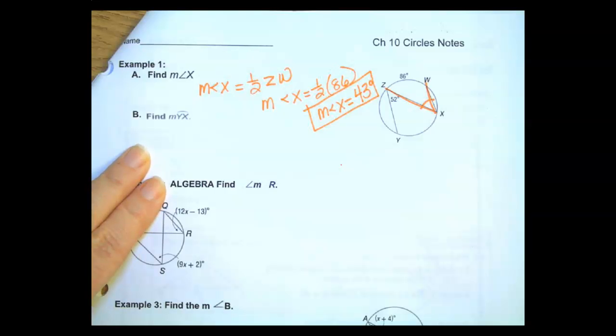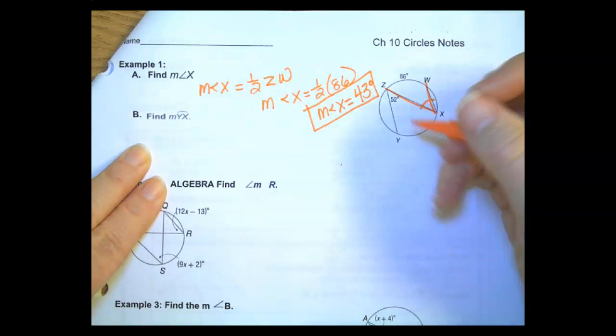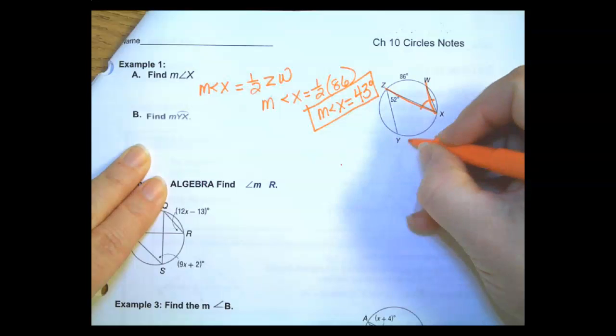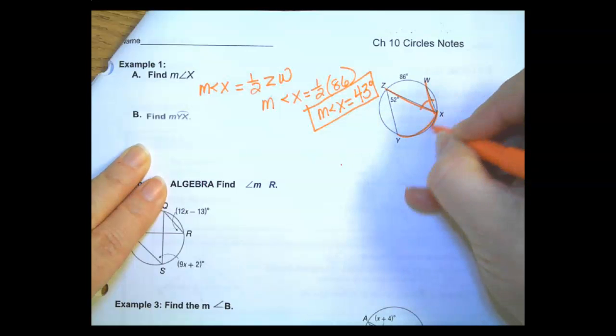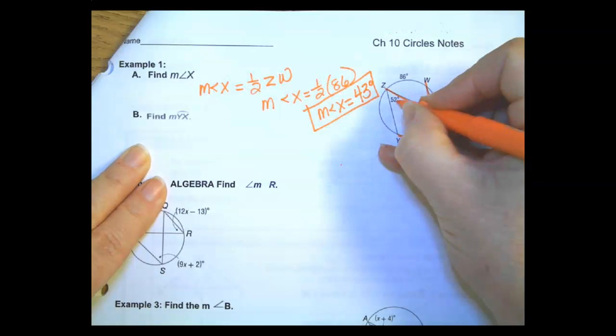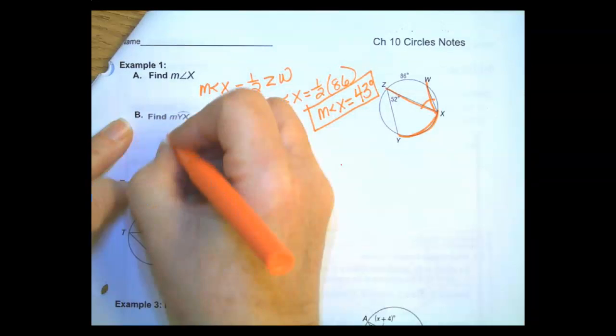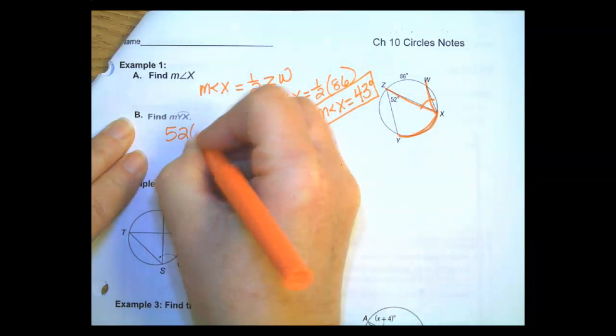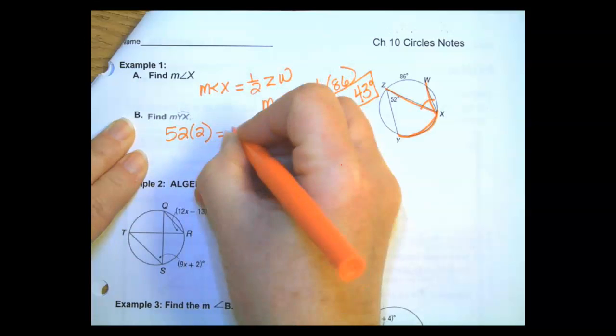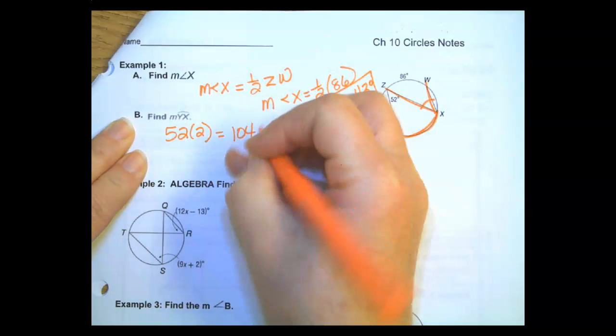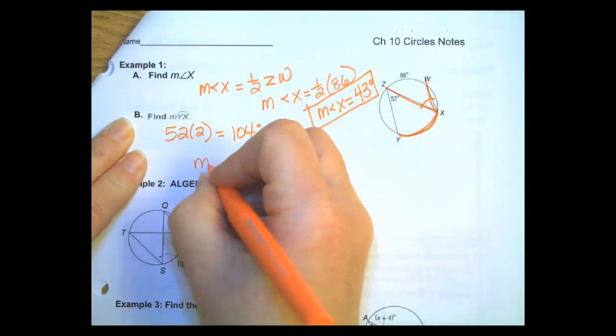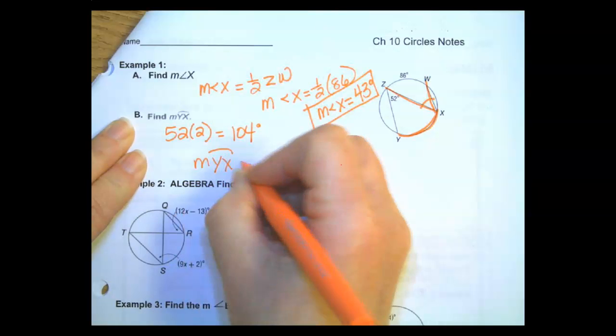All right. So the next one is to find YX. If this is 1/2 of YX, isn't it just 52 times 2, which equals 104? So the measure of YX is 104.